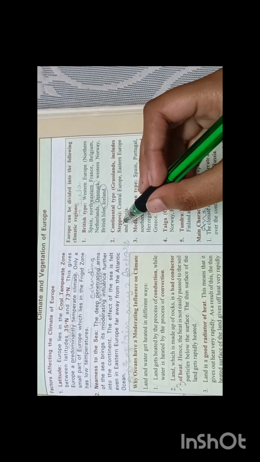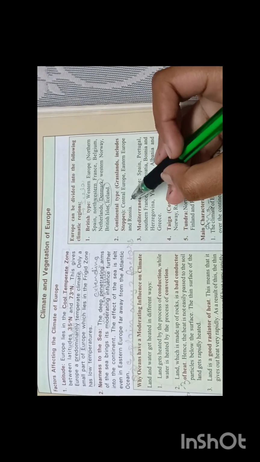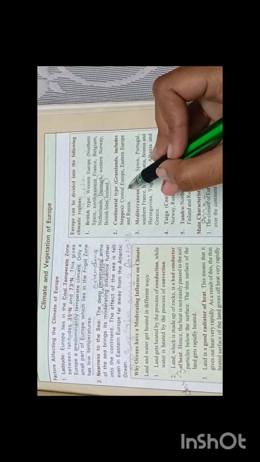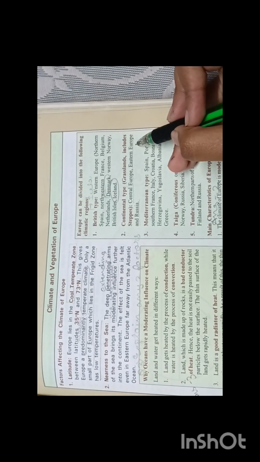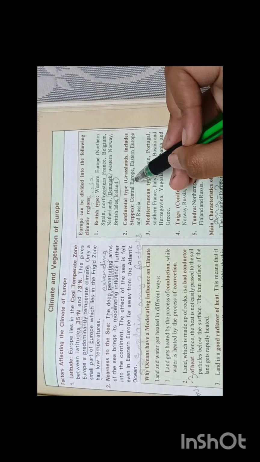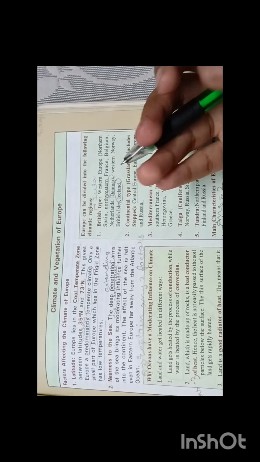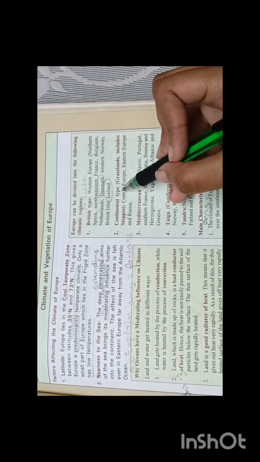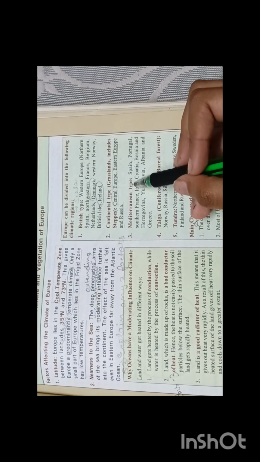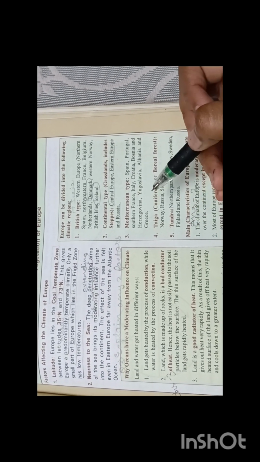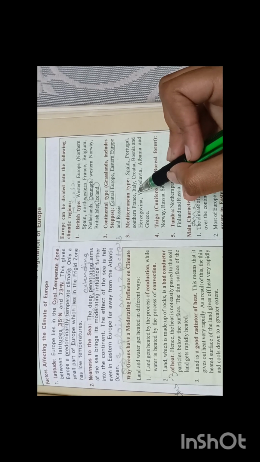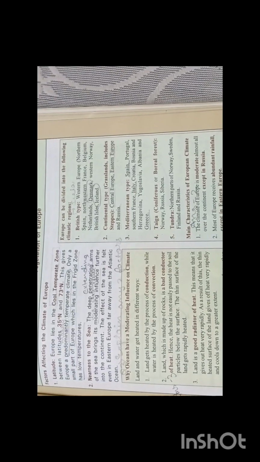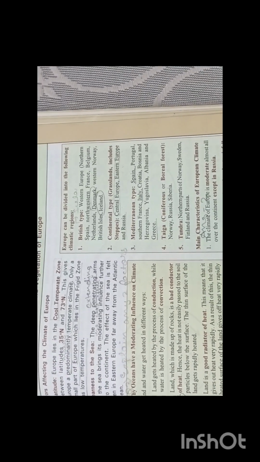Then we have continental type. Grasslands include steppes. Now continental type: Central Europe, Eastern Europe, Russia. Here learn Central Europe and Eastern Europe. Central means middle, Eastern means towards east. So Central Europe, Eastern Europe. Learn these two. Mediterranean type: here you should learn Spain and Italy. Or you may learn Greece even. Spain, Italy or Greece. That will be easy for you to learn.